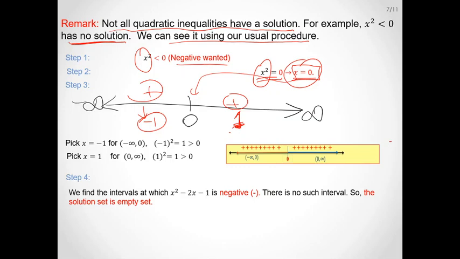So we find the intervals at which it is negative. We find the negative intervals, and there is no such interval. So they are all positive. So the solution is empty. And also, one important thing is we don't have the equality sign here. If it was saying equal here, we would take x equal to 0 as the only solution.